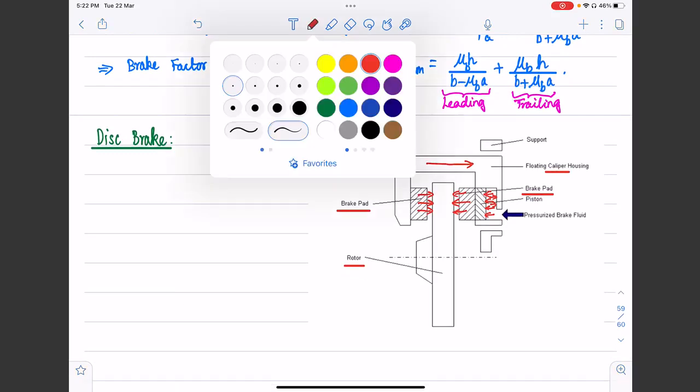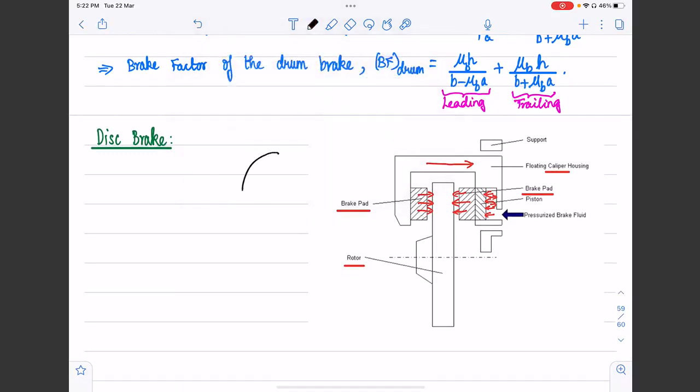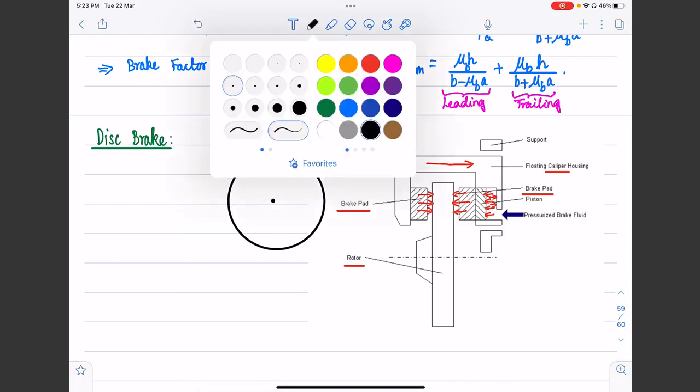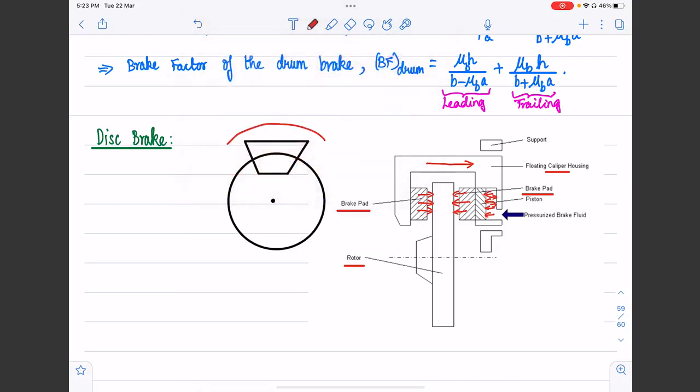So in a disc brake, the motion of the braking element or the friction element is going to be axial, right? It's going to happen along the axis of the rotor's rotation. So now if we look at it from the side, let's say that's our wheel, and let's say this is a very simple visualization of the disc brake. So what is going to happen? Now, without loss of generality, let's assume that the wheel is rotating in the counterclockwise direction.